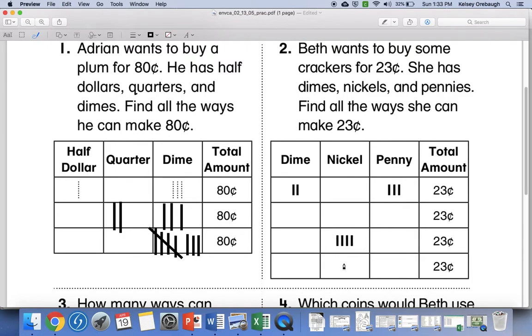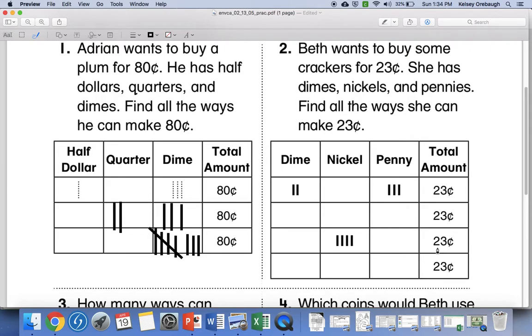Let's skip down to where they have started this for us. We see there are 4 nickels. Each nickel is worth 5 cents. So we can skip count by 5s 4 times to see how much that equals. Do it with me. 5, 10, 15, 20. 4 nickels is worth 20 cents, but we need 23 cents.